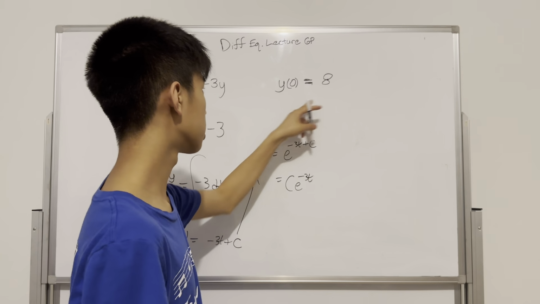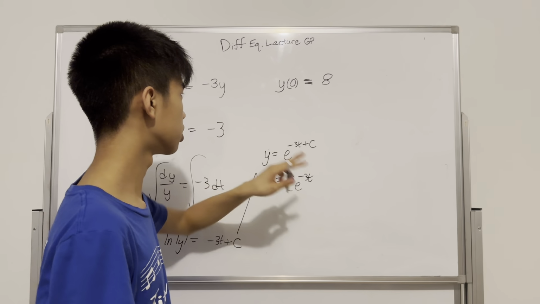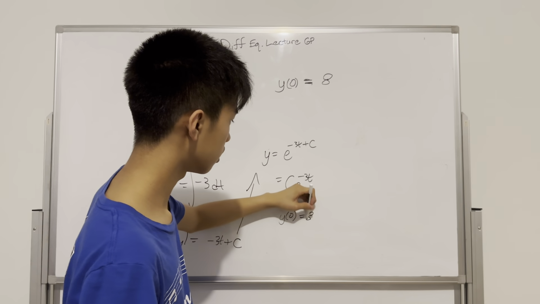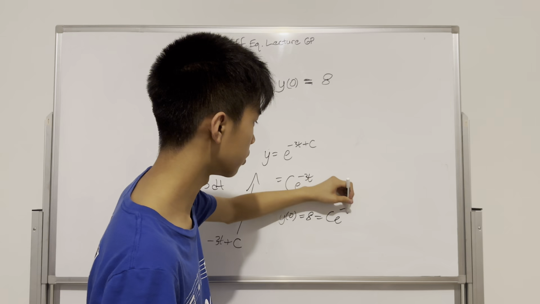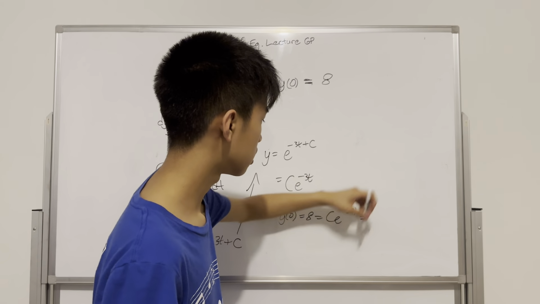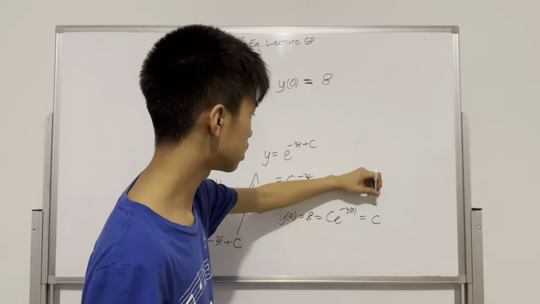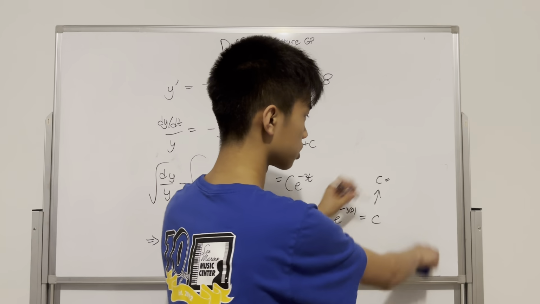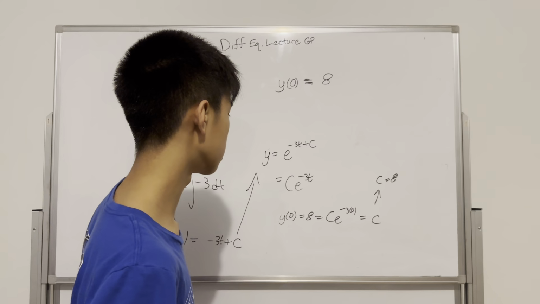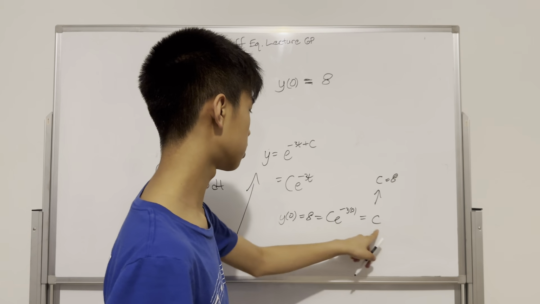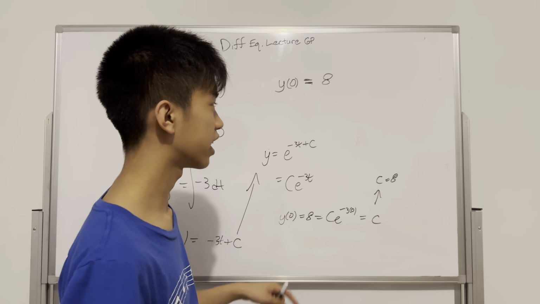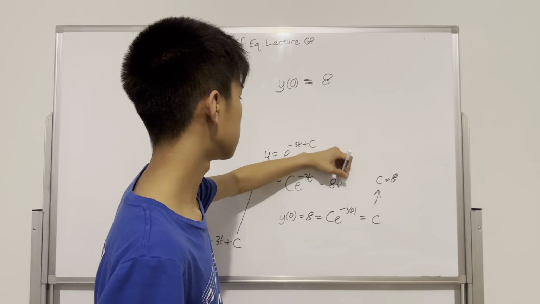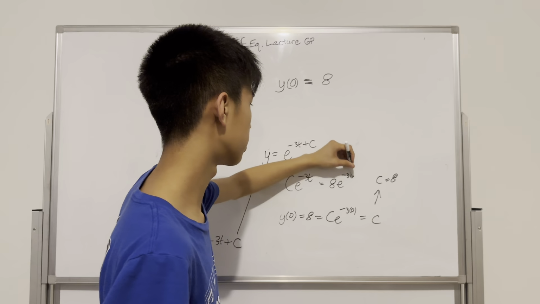And then we can plug in the initial conditions. So y of 0 equals 8 equals c e to the negative 3 times 0. So then that's c. Sorry, c equals 8. C equals 8, obviously. So then the solution is 8 e to the negative 3t.